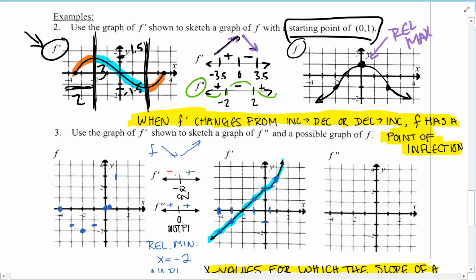Okay, f prime is decreasing from -infinity to -2, and it's concave up. From -2 to infinity, f is increasing because the f prime number line is positive on that interval. Now f prime prime tells us that the entire graph is concave up, so this will continue to be concave up. We will connect our last few points to continue an increasing graph of f.